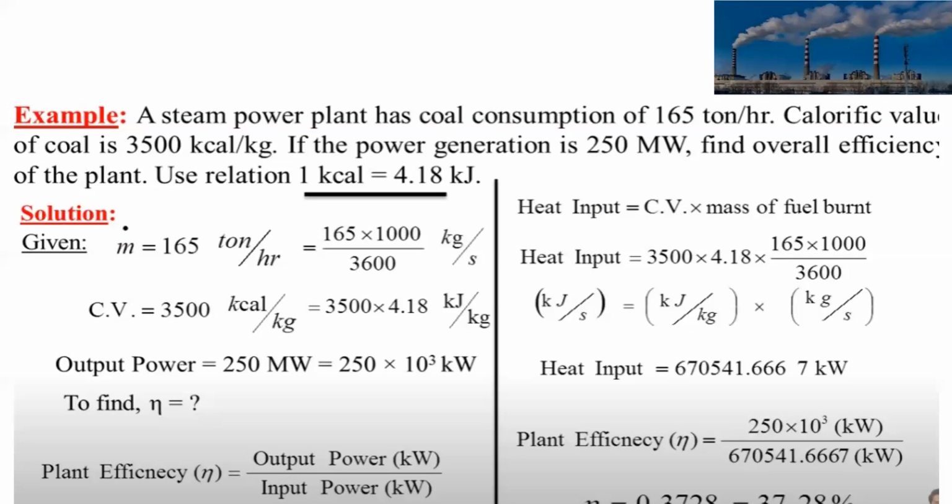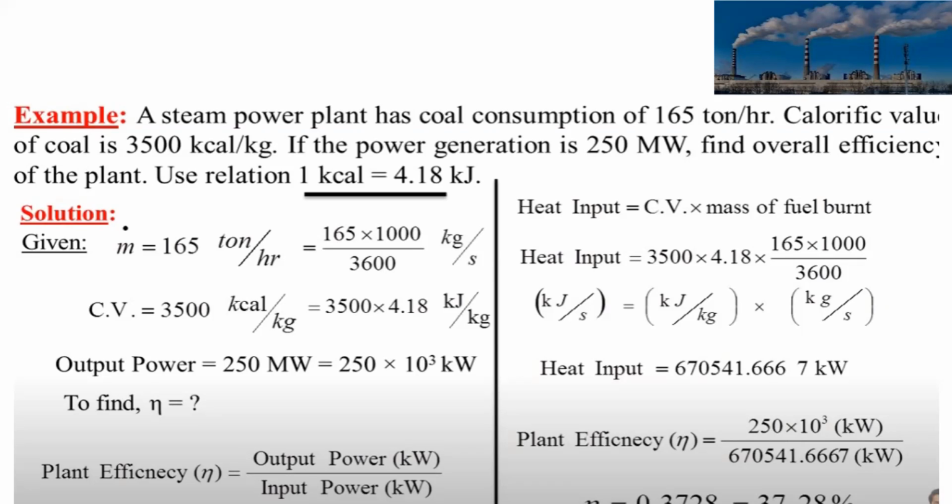So what is given here? Mass of fuel is given. Coal consumption is 165 tons per hour, which is equal to 165 into 1000 upon 3600. The hour is converted into seconds, ton is converted into kg. So 1 ton is equal to 1000 kg, 1 hour is equal to 3600 seconds.